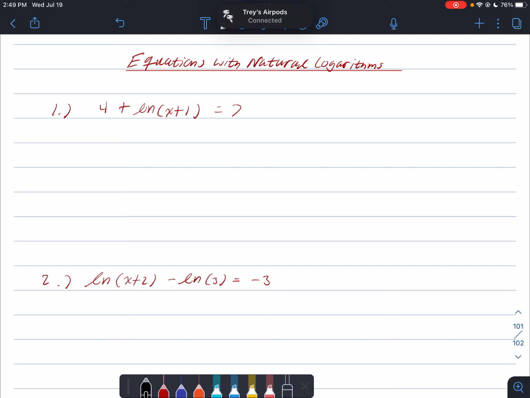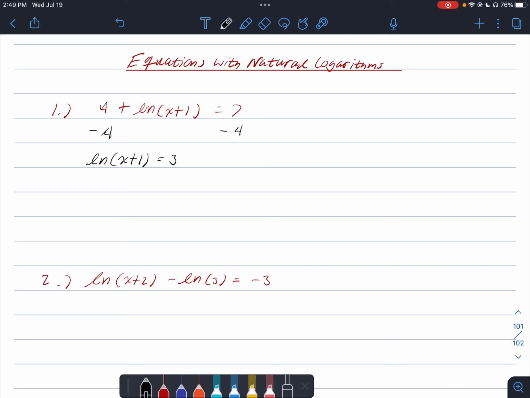Taking the first example, we have 4 plus the natural log of x plus 1 is equal to 7. And our goal here is to solve for x. I'll say up front, you will need a calculator, at least in the end for this, but let's at least set it up in a way that will be easy to use a calculator. So we need to isolate x as much as possible. First thing, we'll take 4 away from both sides, and that'll give us the natural log of x plus 1 is equal to 3.